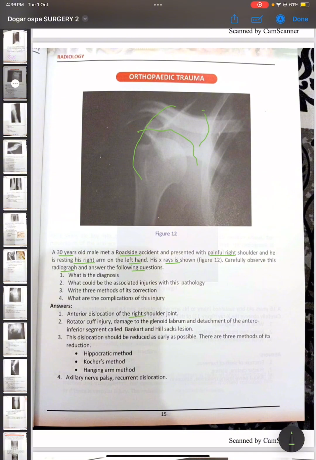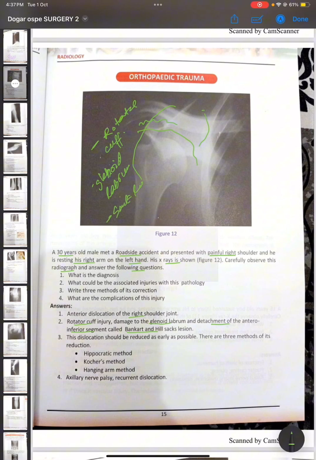What could be the associated injuries with this pathology? Rotator cuff injury, as the rotator cuff muscles are present here. So injury here can also occur: rotator cuff injury, damage to the glenoid labrum, and detachment of the anterior inferior segment, called Bankart and Hill-Sachs lesions. All of these structures are present here: the rotator cuff, the glenoid labrum, and the anterior inferior segment. So what happens? Rotator cuff injury occurs, glenoid labrum damage occurs, and the Bankart and Hill-Sachs lesions occur.